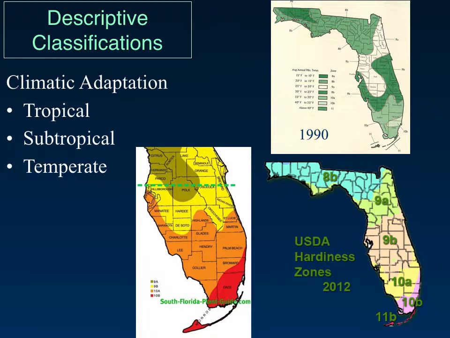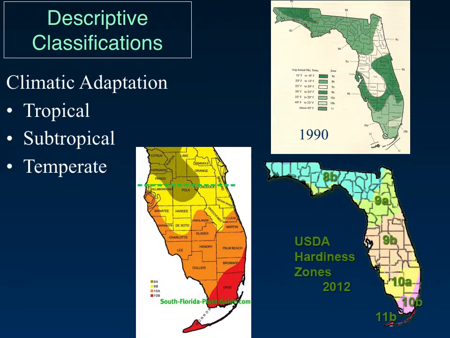And many new books will use the new USDA hardiness. Other books are still using the old. Other books may be using some other plant hardiness zone maps. So when you see these zones in some of the books, try to go to the front or the glossary in the back and see which one they're using from which era. That can make a difference as to what will grow or what we can recommend to grow here.